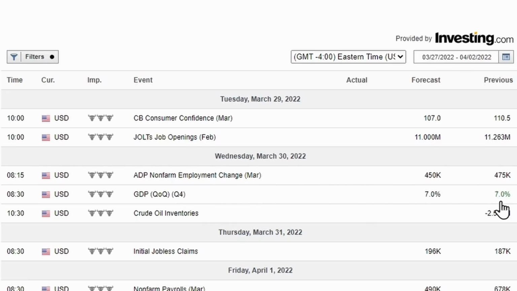GDP came in previously at 7%. They're expecting 7%. So if the GDP doesn't go down and job growth doesn't start to stagnate, those are two pieces of the recession puzzle that aren't falling into place.